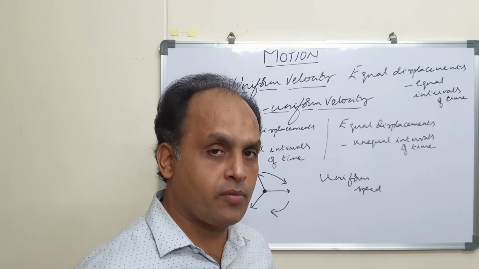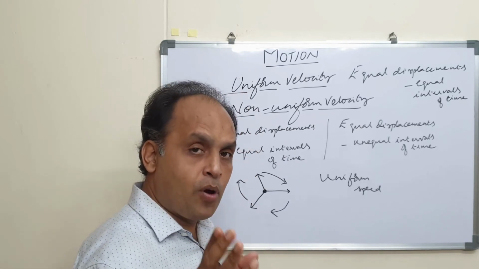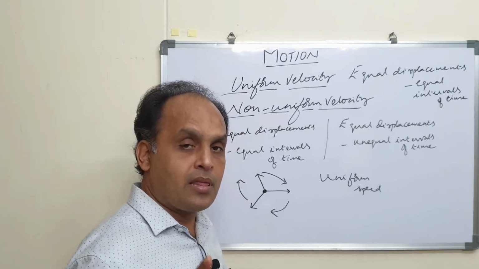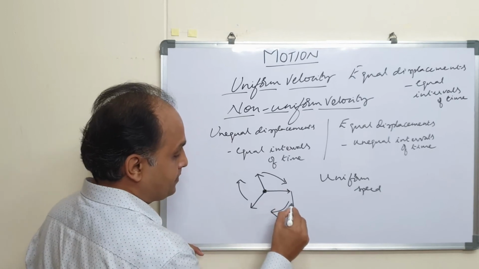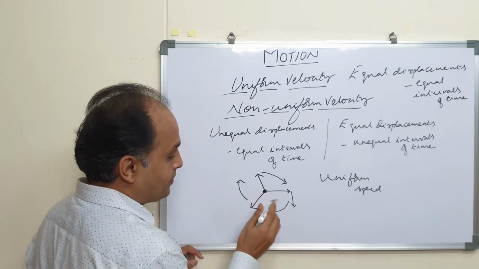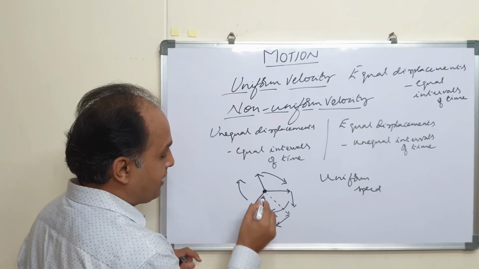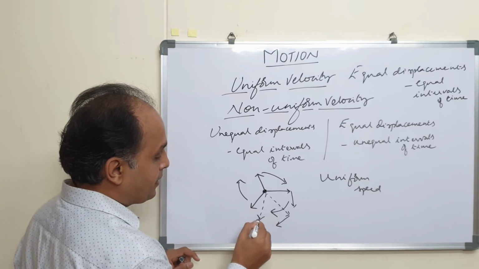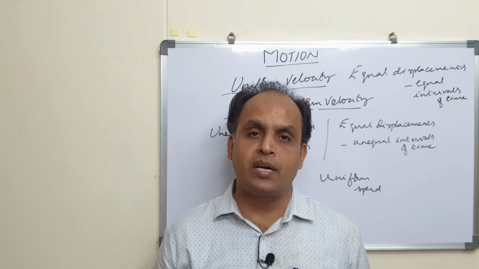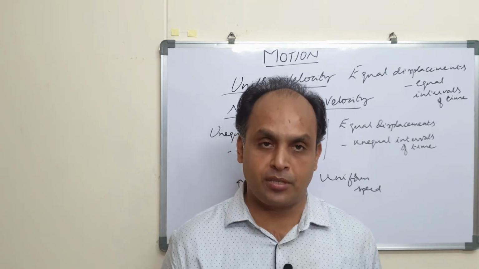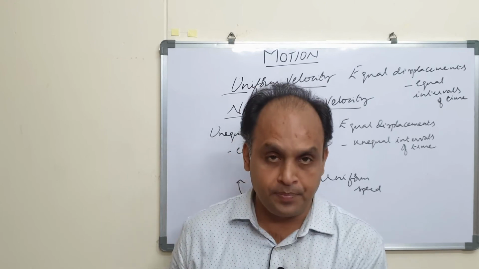But if you look at the motion of the blades, at every instant or at every point in their rotation, they have a different direction. For example, if the blade is over here, this is its direction. If it comes over here, then this is its direction. And if it comes over here, this is its direction. So, though it is covering equal distances in equal intervals of time, the direction is changing. So, we call it non-uniform velocity.